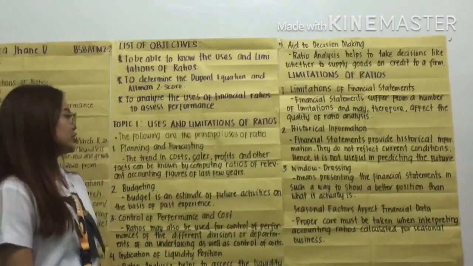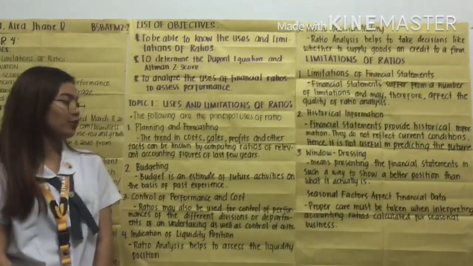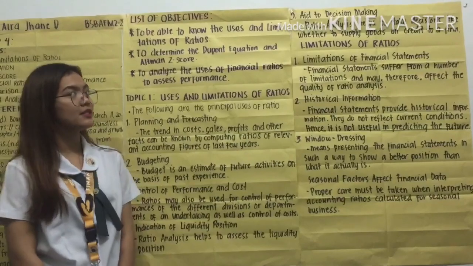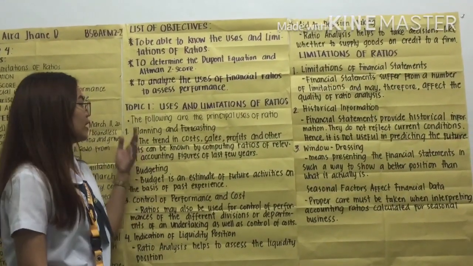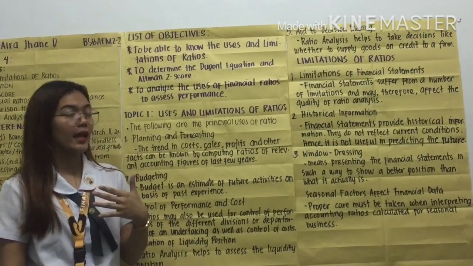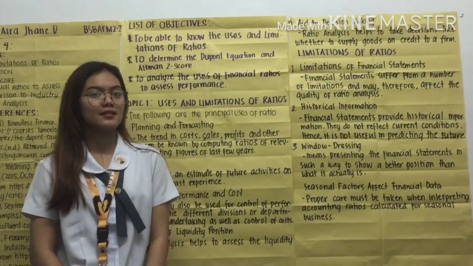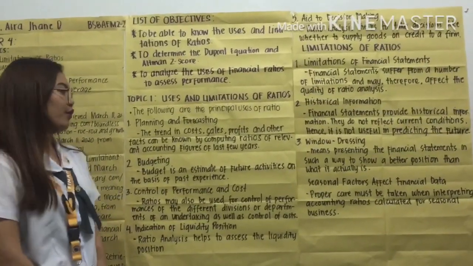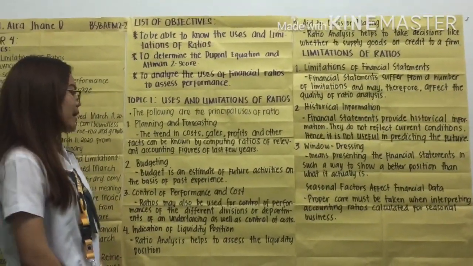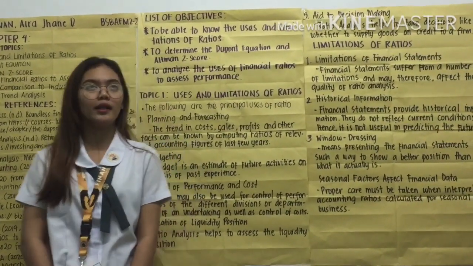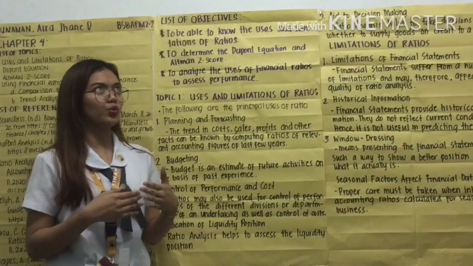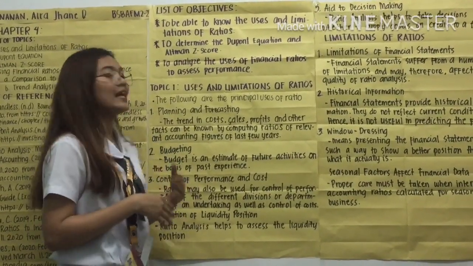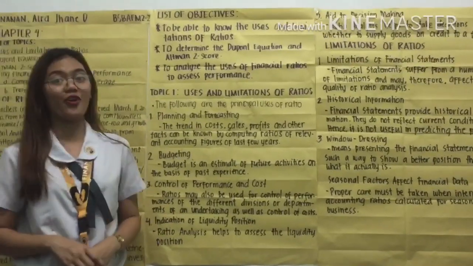In planning and forecasting, the trend in cost, sales, profits, and other facts can be known by computing ratios of relevant accounting figures of the last few years. This trend analysis helps you to know the current performance and how to plan and forecast your business. Next is budgeting. From the word itself, a budget is an estimate of future activities on the basis of past experiences. In budgeting, it will help you and your company to assess or estimate the expenses that you need to lessen.